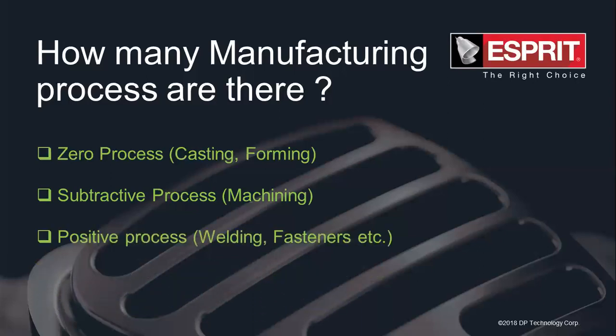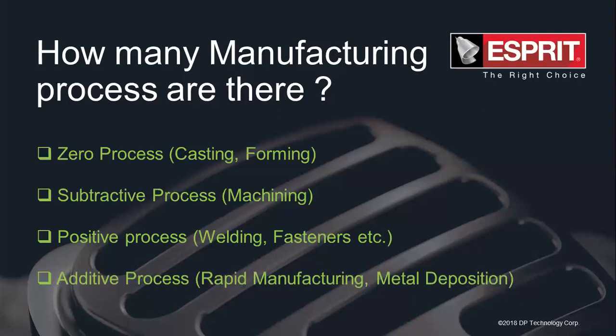Third, positive process. Manufacturing structures can be made with the help of various weldings and fasteners. So materials are added and can be joined with the help of welding and fasteners. So this manufacturing process comes under positive process.